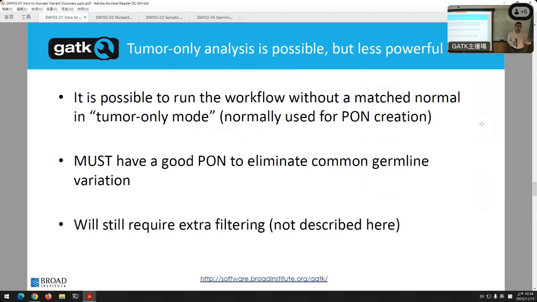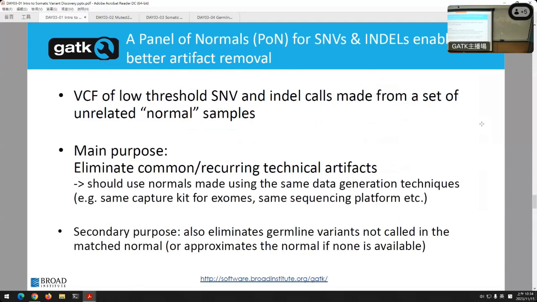A PON, P-O-N, is a panel of normals. Very important, the panel of normals. And the panel of normals generally, in this case, you will use it to also remove germline mutations. But usually the way to think of it is a matched normal removes germline, and a PON removes artifacts. A panel of normals removes artifacts. Okay, so let me explain what that is.